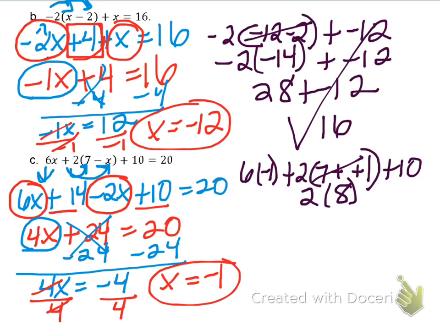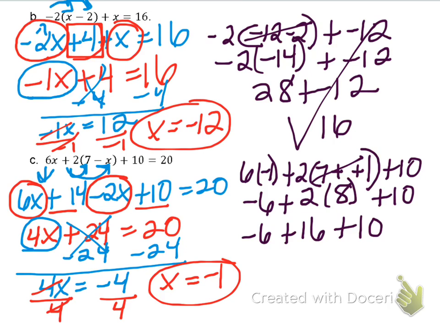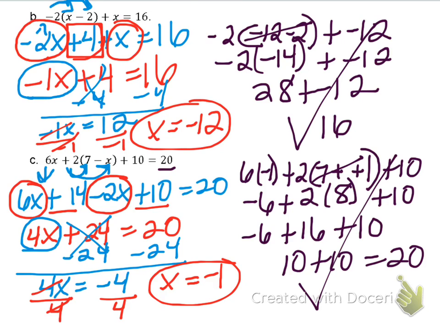Okay, and 6 times negative 1 is negative 6. So I have negative 6 plus 2 times 8, which is 16, plus 10. Negative 6 plus 16 is 10, plus 10 equals 20, which is what we started with over here. So we know that it's correct. Moving on to the next example.